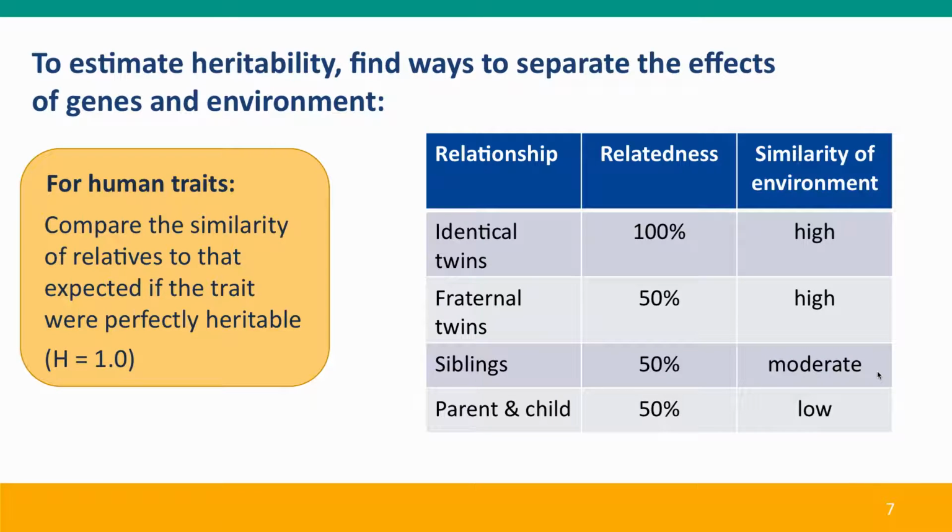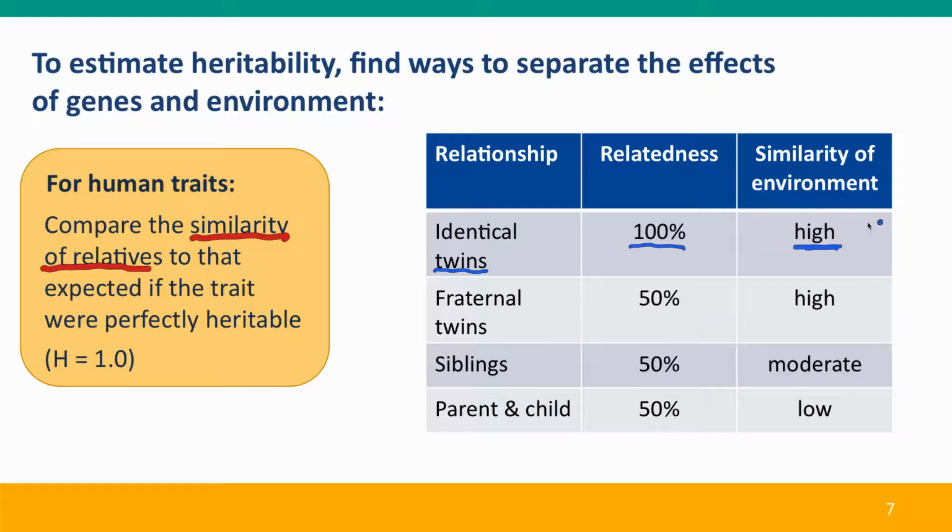Now, in humans, we can't do these kinds of experiments. Instead, we have to work with whatever information normal human behavior has given us. And so an excellent strategy that's very widely used is to compare the phenotypic similarities of relatives to the similarity that would be expected if the trait were perfectly heritable. And you can do this because we can calculate how genetically similar we expect known relatives to be. We'll talk more about this in a later lecture in this module. But for now, here's some basic information. For identical twins, the expected relatedness is 100%. They're genetically identical. And the similarity of their environment is quite high.